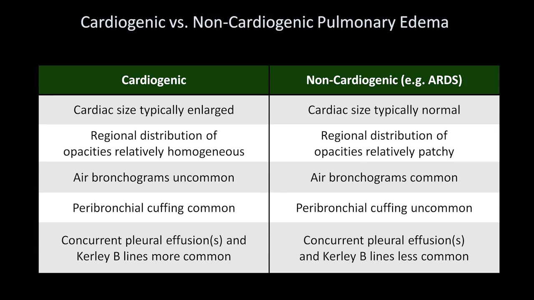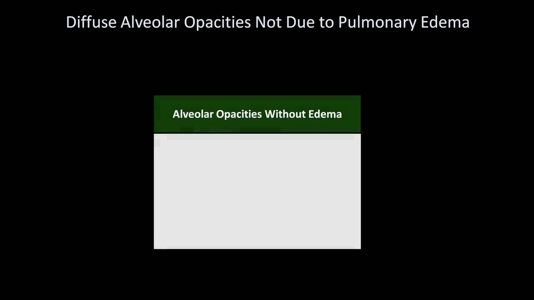Finally, cephalization has historically been associated with cardiogenic edema. However, the subjectivity and lack of inter-observer agreement regarding this finding limits its usefulness. If you recall back to near the beginning of this video, you may remember that alveolar opacities can be caused not just by edema in the alveoli, but also by pus or blood. Therefore, etiologies of diffuse alveolar opacities without edema include multilobar pneumonia and diffuse alveolar hemorrhage.